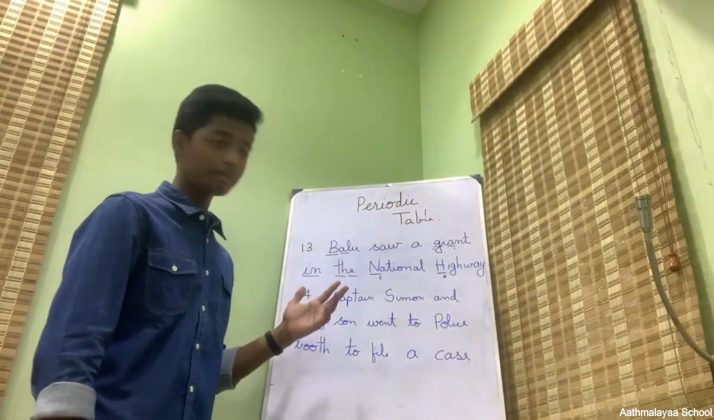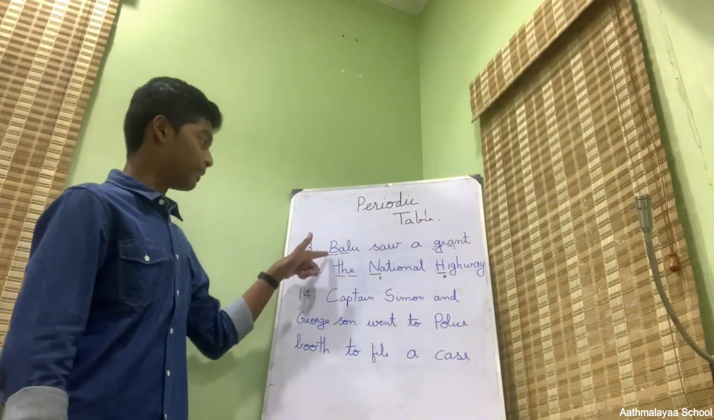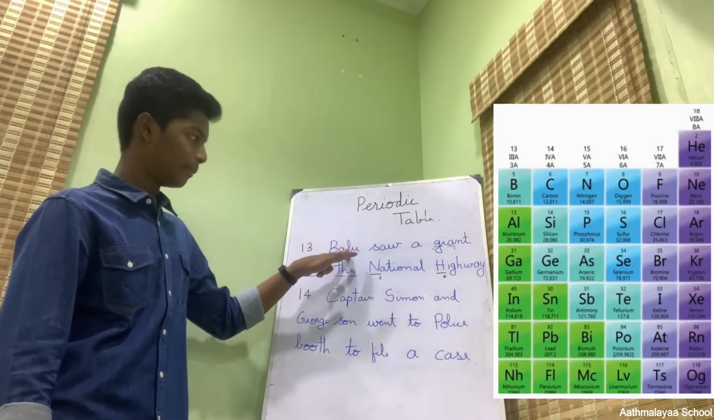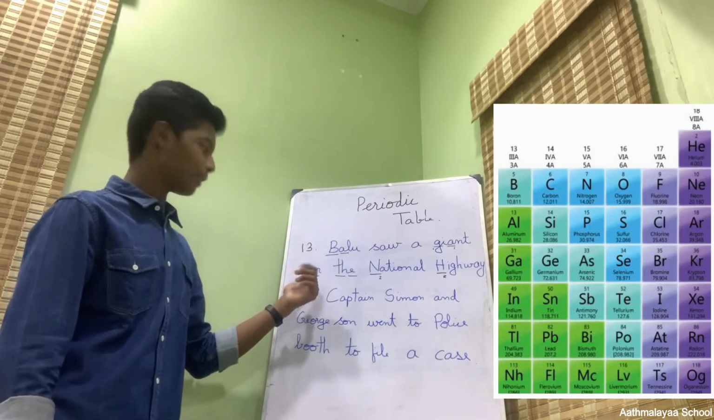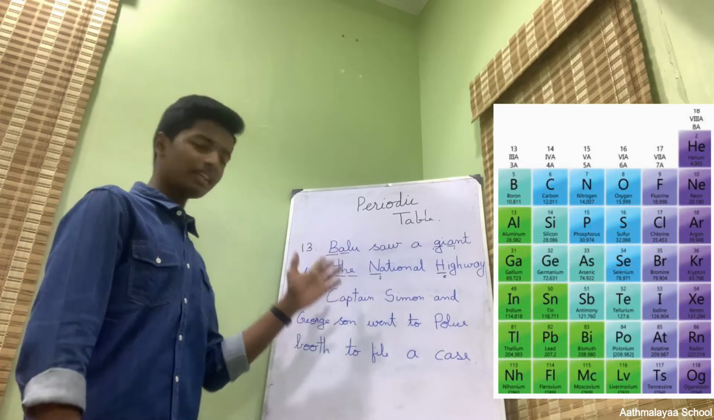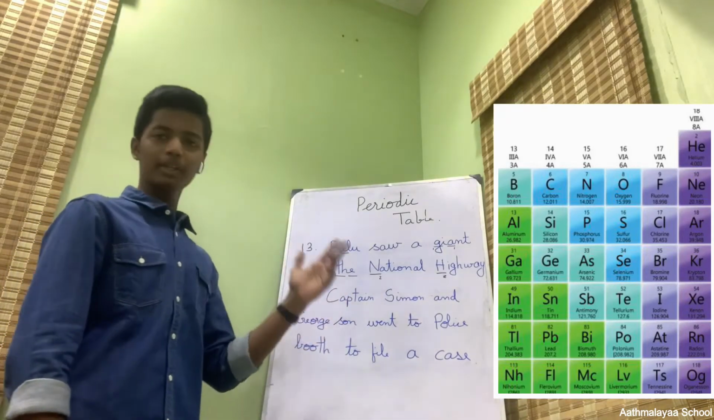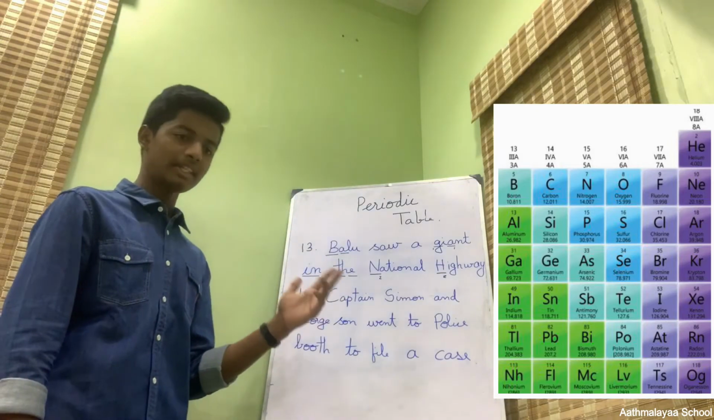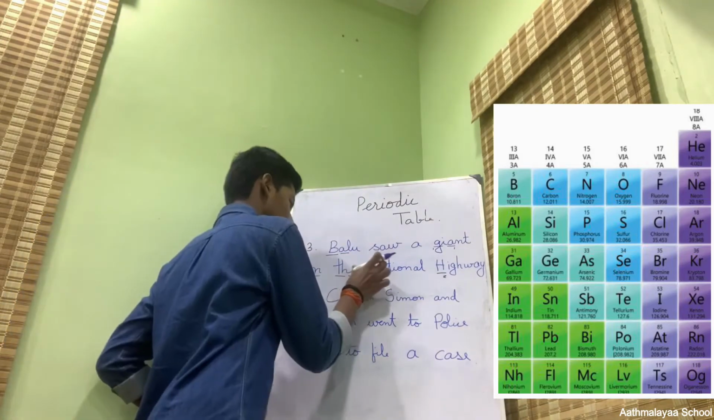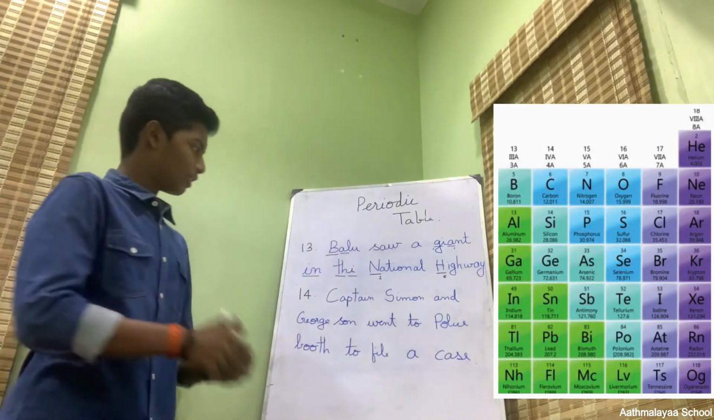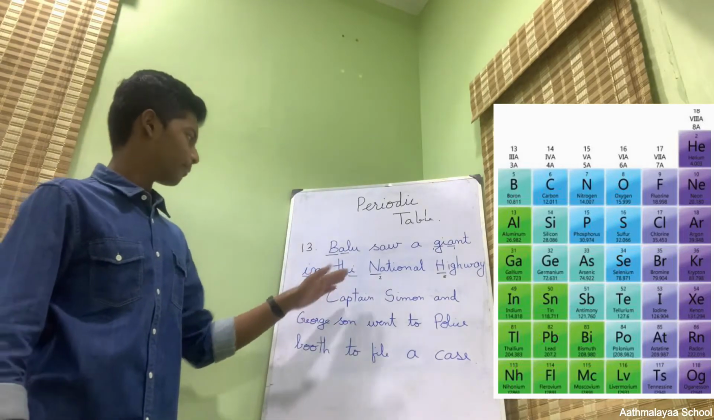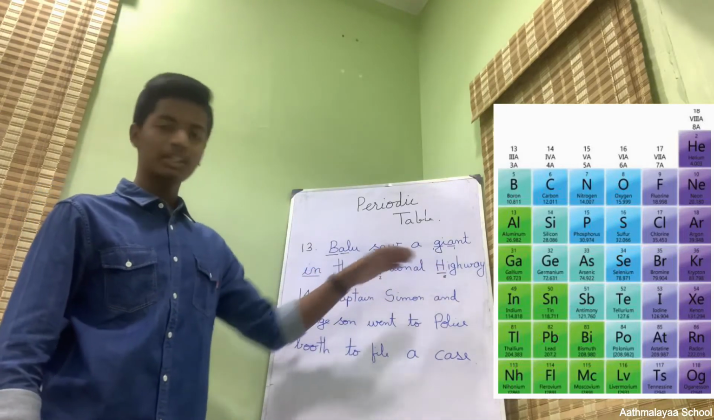The elements present in this mnemonic are B for boron, Al aluminium, Ga gallium, In indium and Tl thallium. Here a question arises that in the periodic table thallium is written as Tl but here it is Ti, so we change it to Tl. Now it's thallium and here Nh is nihonium.